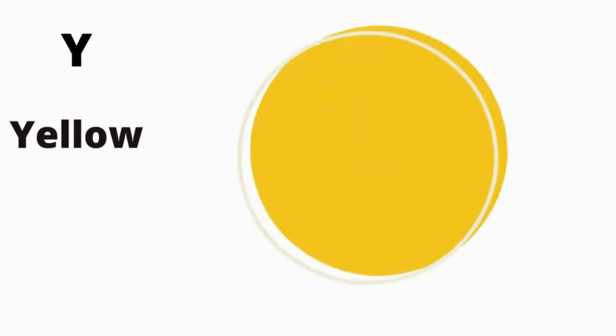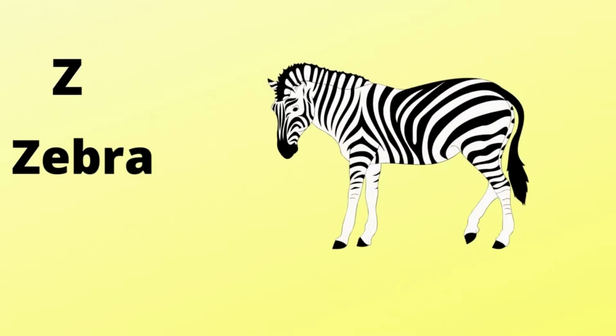Y is for yellow, y, y, yellow. Z is for zebra, z, z, zebra.